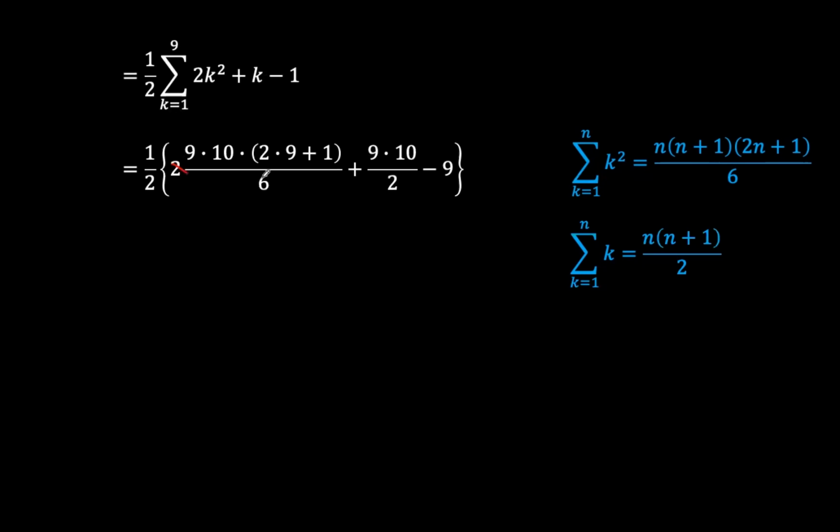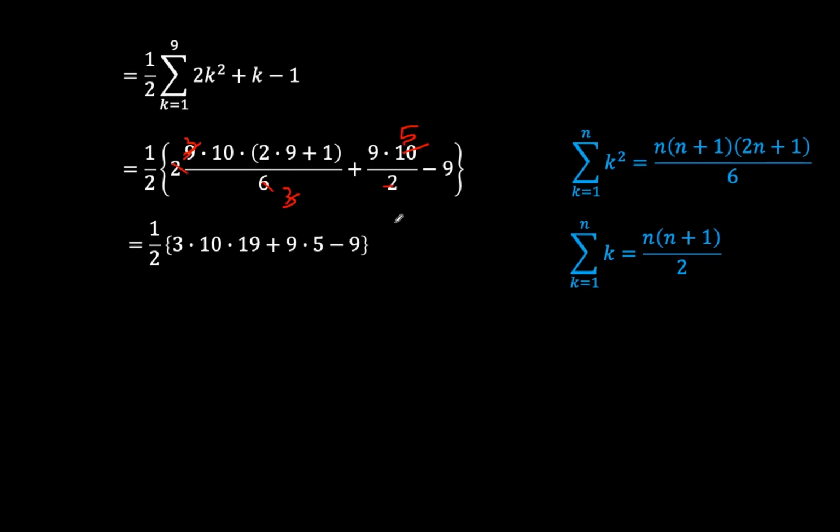So this 2 divided by 6 is 3, and then the 3 and 9 we have 3. And then this 2, and we have 5 here, right? So we have a half, 3 times 10 times 19, plus 9 times 5 minus 9.